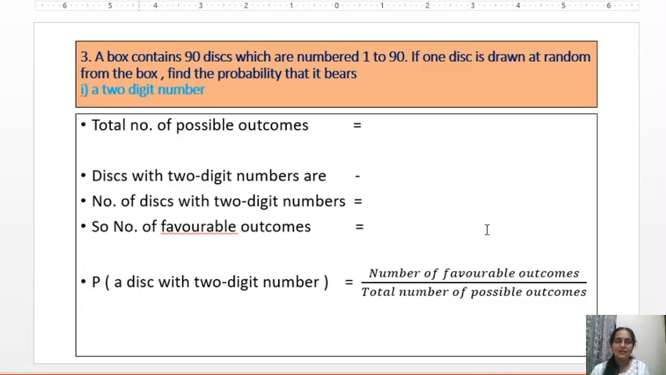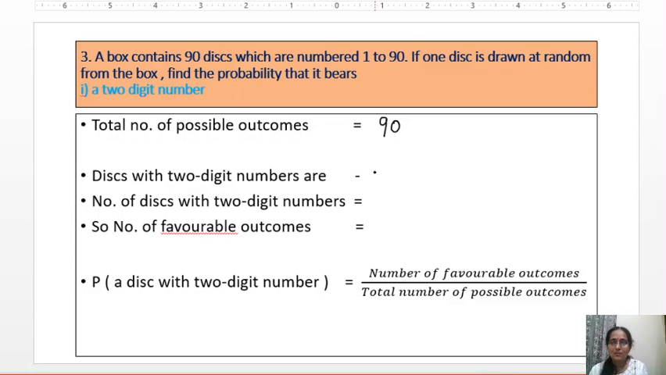A box contains 90 discs which are numbered 1 to 90. If one disc is drawn at random from the box, find the probability that it bears a 2-digit number. What is the total number of possible outcomes? That is 90. 90 discs are there, so total possible outcomes are 90. One disc is drawn at random from the box. Find the probability that it bears a 2-digit number.